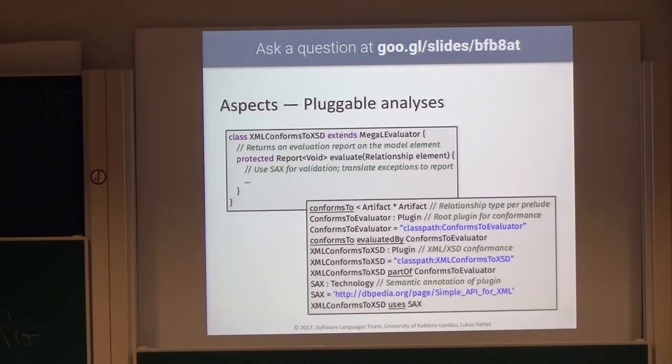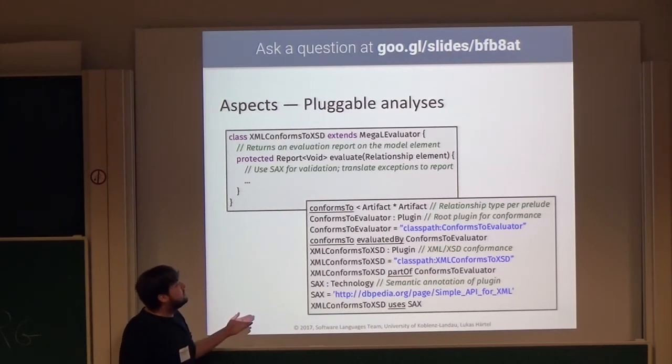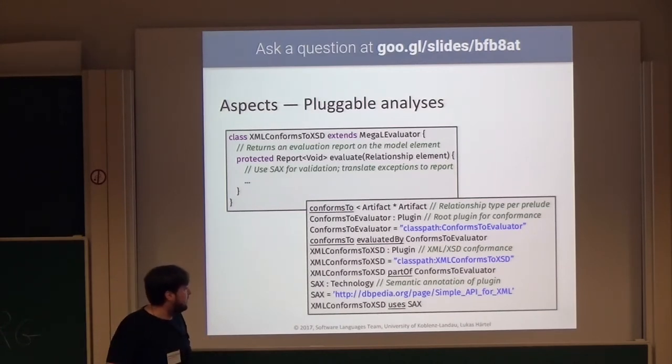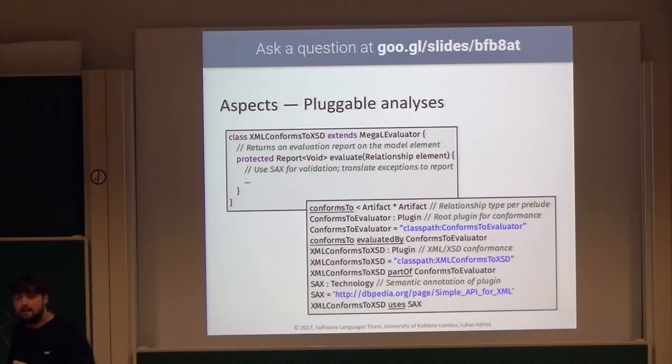Down here is the configuration. What we have here is the conforms to evaluator, and also the binding group conforms to evaluator. And the relationship, this time in a different notation, where the relationship itself is in relation with the plugin itself, and also the simple XML API.